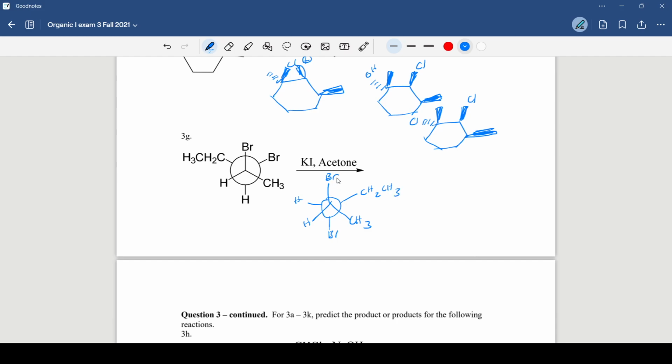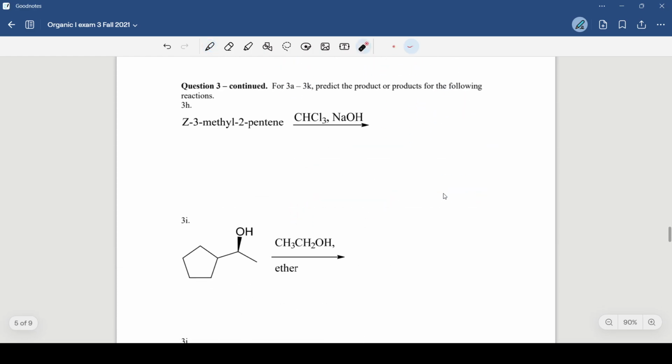Okay, so this mechanism gets rid of two BRs at once. So what you do is you just erase the BRs, and you would form a double bond here. And if you notice it's cis, so if you want, you can draw it out like this. But it's a lot easier just to leave it as this Newman projection. Okay, this one.